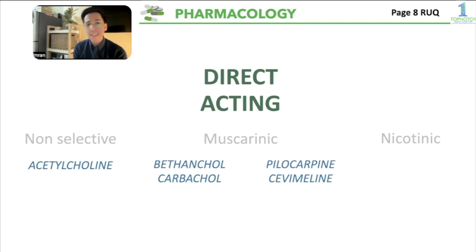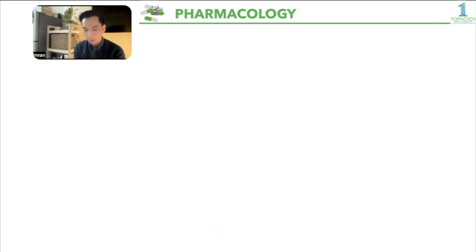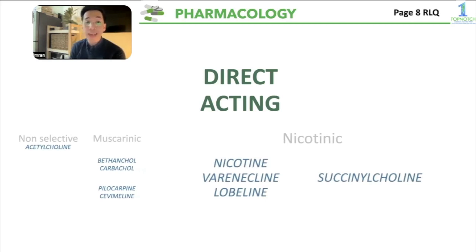So those are for your muscarinic agonist. Now, pag nasobrahan ka ng muscarinic agonist, no, these are the side effects, no. Remember the mnemonic, I'm covered in sludge, no. Sludge for salivation, lacrimation, urination, defecation, lahat ng palabas, no. As in wee, poo, everything, no, suka, ganyan. So those are the side effects of your muscarinic toxicity. Okay? Okay, so next we have your nicotinic agonist naman.